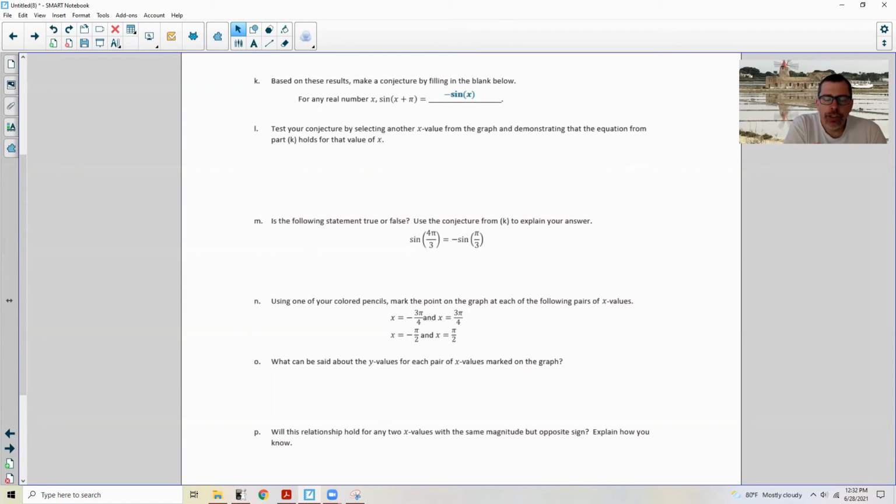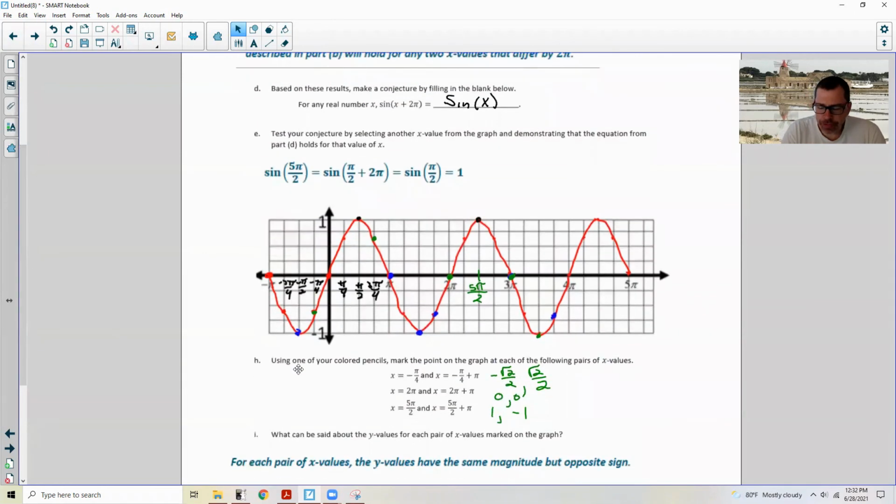L says, test your conjecture by selecting another x value from the graph and demonstrate that the equation from part K holds for that value of x. So if I go back to my graph and pick any value, how about this one right here? We haven't talked about this one yet. That is 9 pi over 4. 8 pi over 4 is 2 pi. Another pi over 4 is right here. 9 pi over 4 is root 2 over 2.